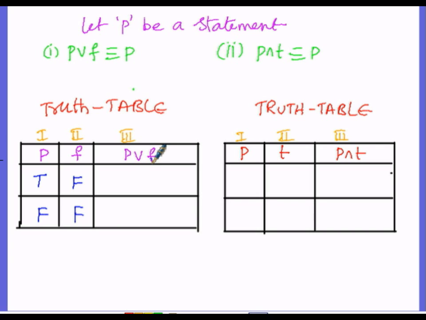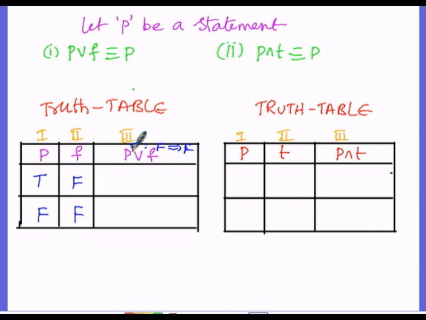Therefore, here P or F is the disjunction, so we have to find out the truth value. In case of a disjunction, both the first statement and the second statement must be false, then only the disjunction will be false. Hence, we have to search for F and F, so P must be a false statement.